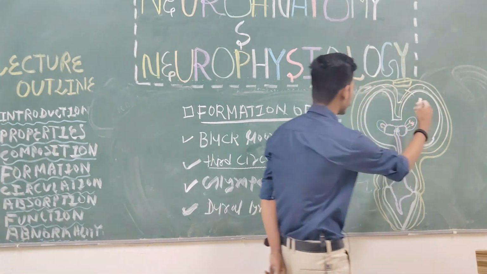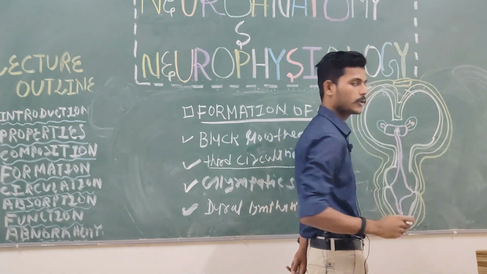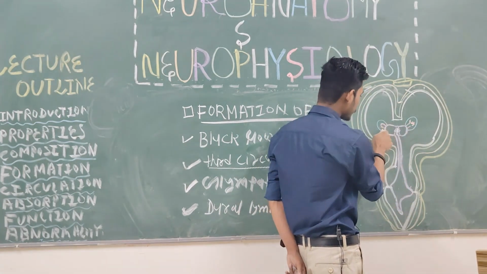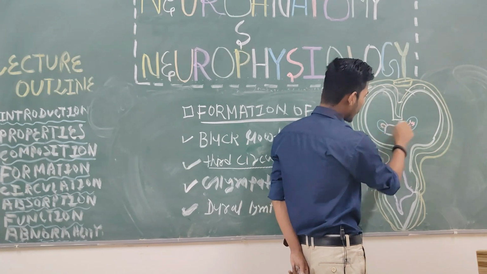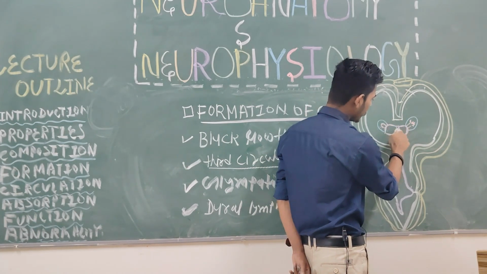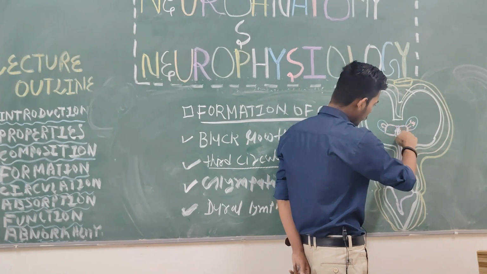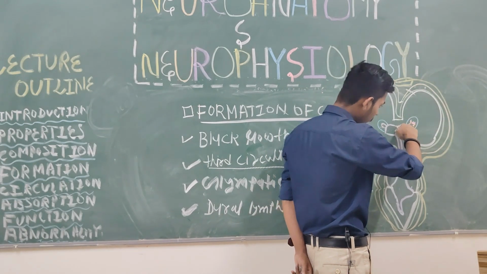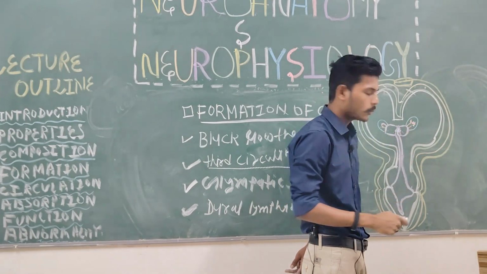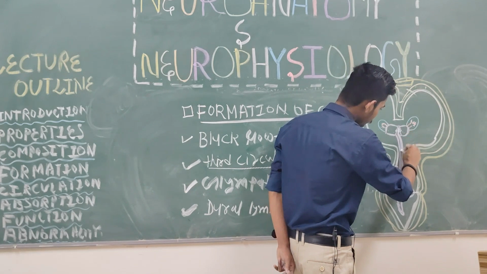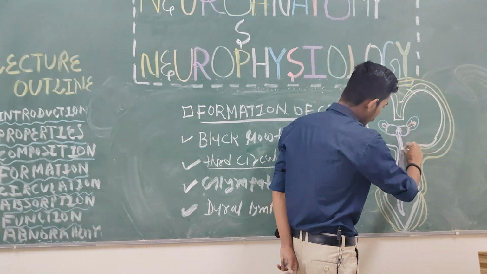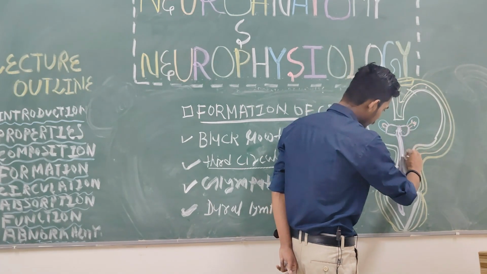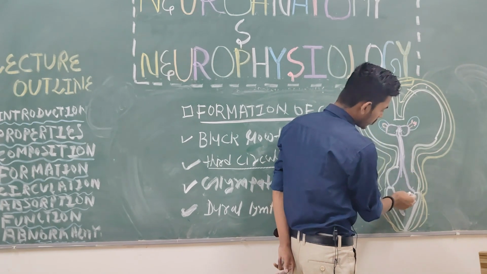Now understand the concept. The third circulation theory states that the CSF is formed by the choroid plexus, drains into the lateral ventricles, and again drains into the third ventricle via the foramen of Monro. Through the duct called the cerebral aqueduct, or aqueduct of Sylvius, it drains into the fourth ventricle.